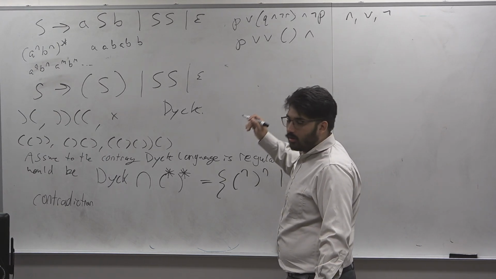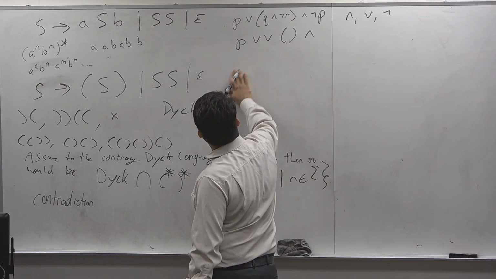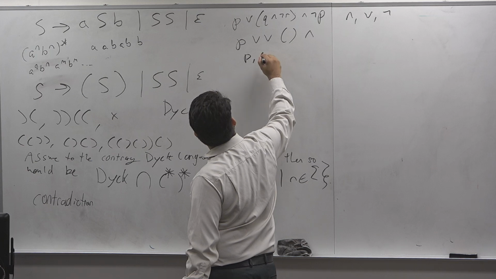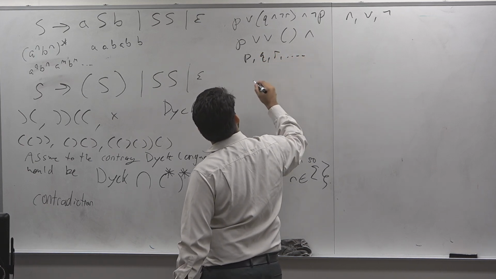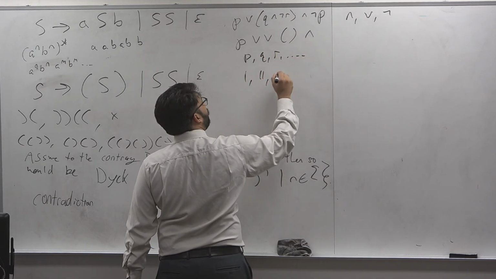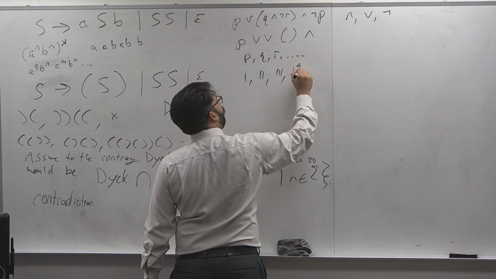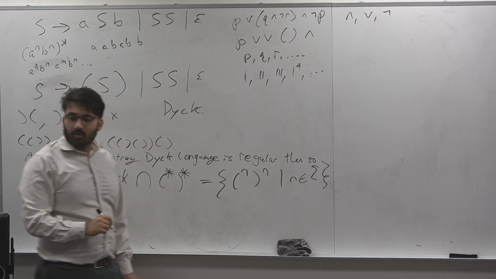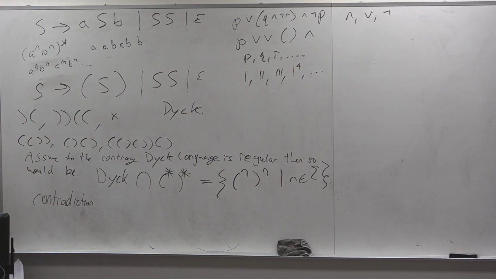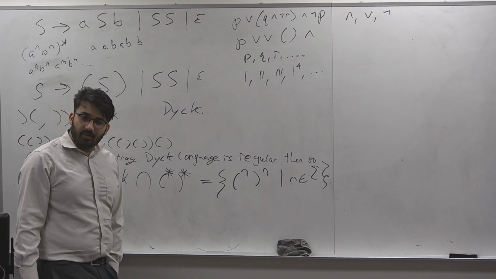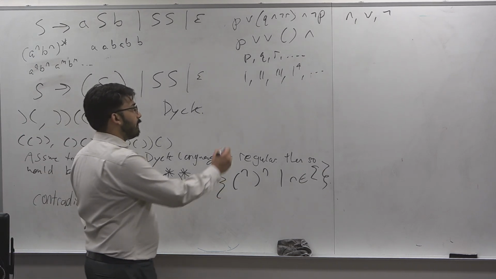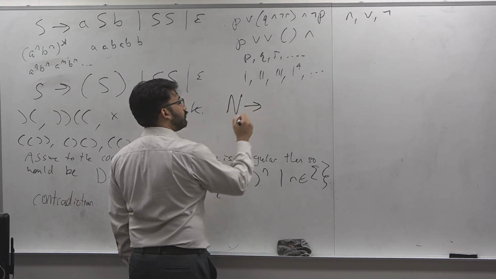We're going to use unary strings. So instead of P, Q, R, we're going to use 1, 11, 111, 1111, 1 to the 4th, and so on. Those are going to be our propositional variables. Certainly each one is finite in length, but there's infinitely many of them. So that's the way we'll enumerate them. And let's give a context-free grammar to produce strings of this form. Let's call it N. N goes to what?